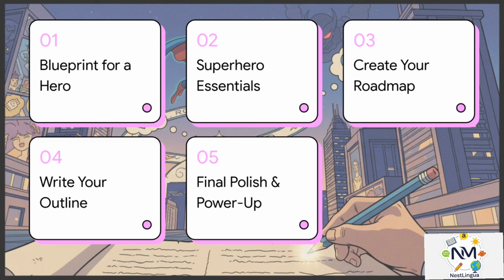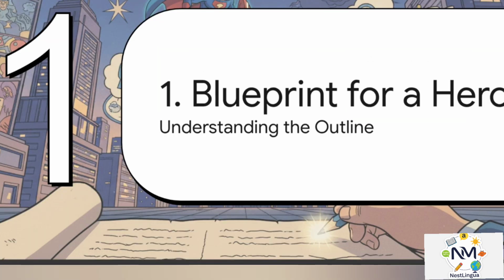So here's our game plan for creating an epic hero. It's 5 simple steps. First, we'll look at the blueprint for a hero. Then we'll cover the superhero story essentials. After that, we'll create your superhero roadmap. Then write your hero's outline. And finally, we'll do a final polish and power up. Let's dive in. All right, first up, section 1, blueprint for a hero.